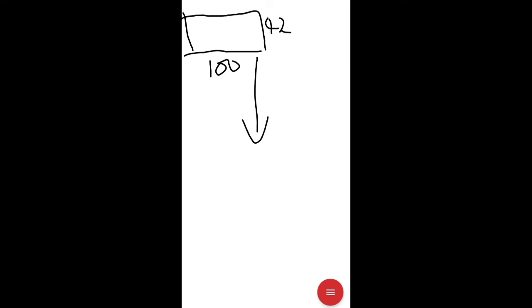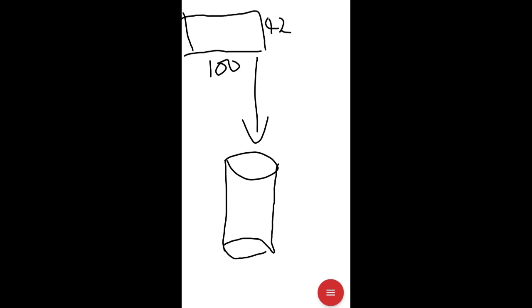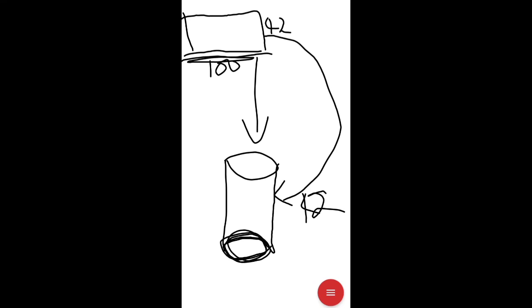So this is my rectangle with the sides 100 and then 42. Now this was folded to form an object like this. Now if you look at this carefully, this side, which is 42, becomes this side. So the height of this is 42. And then this side has become the circumference of the base. It's very important. So this is the picture from the question.